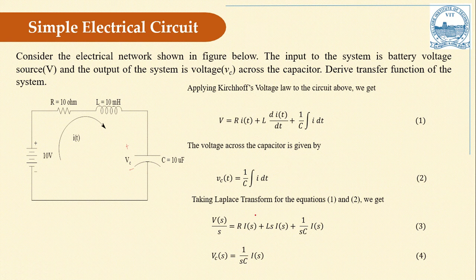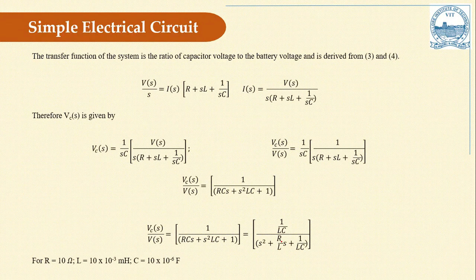If I take the Laplace transform of equations 1 and 2, I get V of s is equal to R into I of s plus sL into I of s plus 1 by sC into I of s, and Vc of s is equal to 1 by sC into I of s. So from equation 3, I will find the value of I of s, and then substitute that in equation number 4 to get the value of Vc of s. This is how it is formulated.